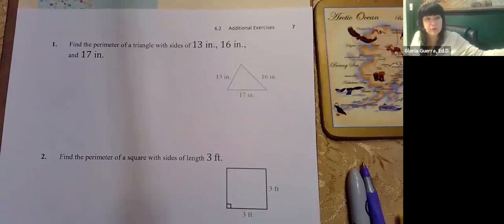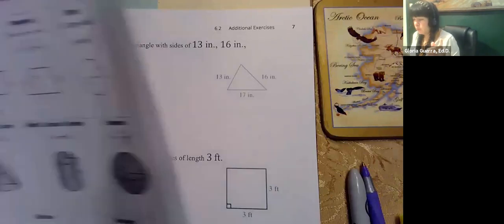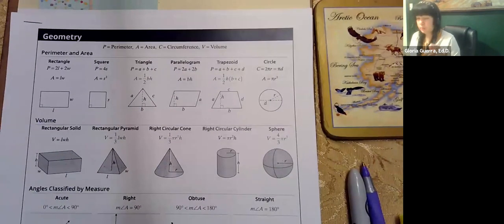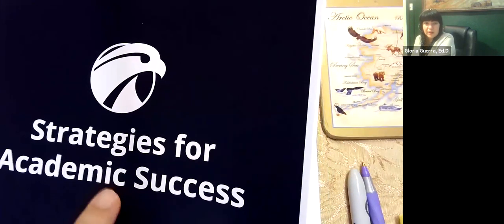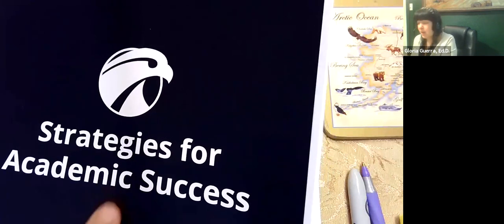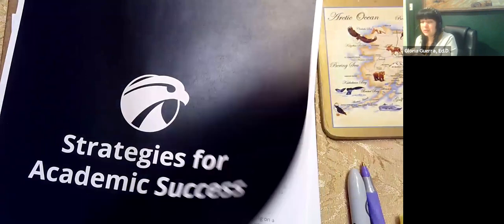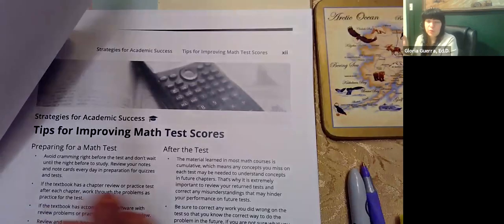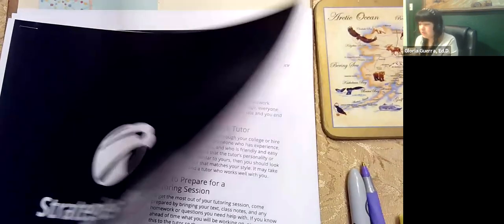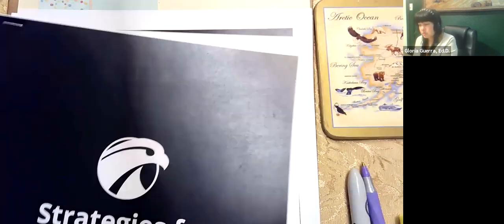The other thing you're going to need in your 410 workbook is the geometry page formula, and it doesn't have a page number. Students always ask, how do I find it? Where is that? What I remember is that it's located after your strategy for academic success lessons, which are usually your decimal lessons, 0.2, 0.1, 0.11. I call them study skills lessons.